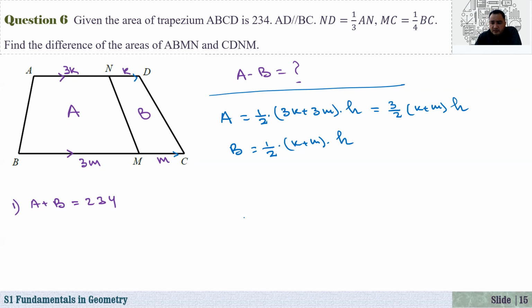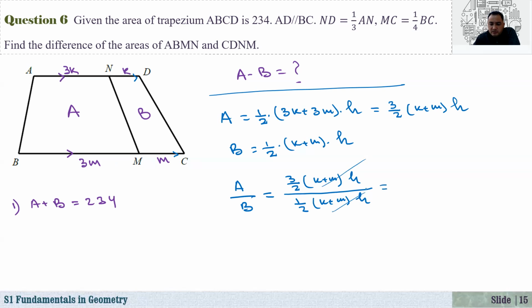So now if we find the ratios, we can find how big they are, then I can find the value of A and B. So what is A over B? A over B is equal to 3/2 times K plus M times H over 1/2 times K plus M times H. So now these parts are the same, they cancel each other. 3/2 over 1/2, that's equal to 3. So from here, A is equal to 3 times B. Okay, so that is our first step.